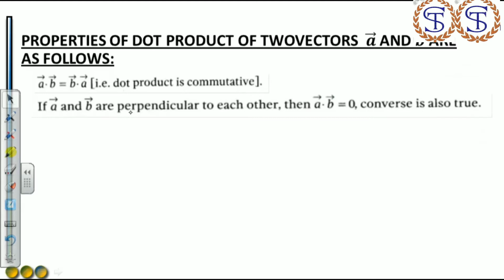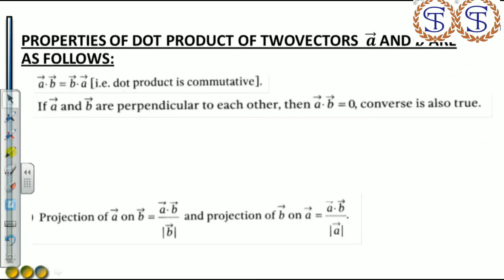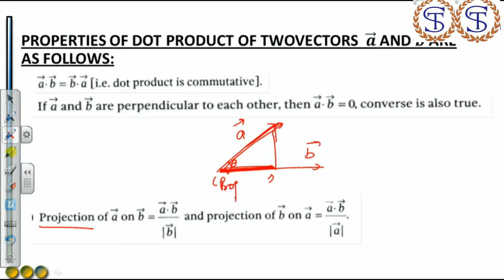Now let's talk about the projection of A on B. First of all, what is the meaning of projection? Suppose here we are drawing a vector A, and here it is vector B, and this is the angle between the two vectors. Projection of A on B means the shadow of this vector which falls on this B vector, and this is the portion in which the shadow of the A vector falls on B. That's why this particular part is known as the projection of A on B.